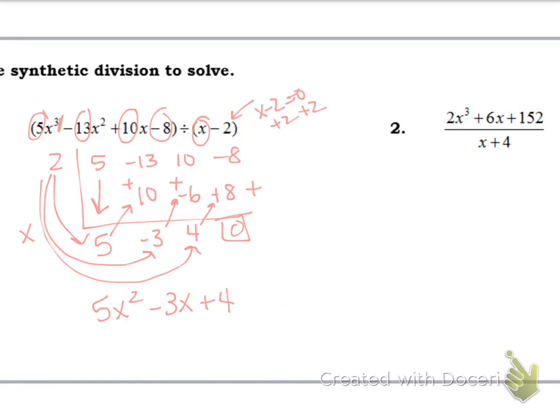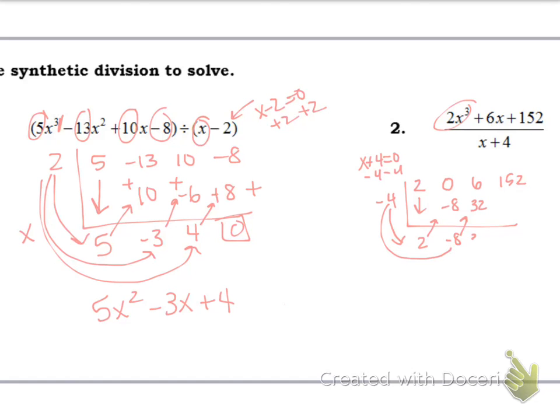Okay, my next one, if I do x plus 4 equals 0, I get negative 4. That's what's sitting on the outside. I have x cubed, but I lost my squared, so I need a placeholder. And then I have my x and my number. I always drop my first one down, multiply on the outside to get negative 8, add on the inside. Multiply on the outside, add on the inside. Multiply on the outside, add on the inside. I started at cubed, I jumped down to squared, and I just keep jumping down and writing it in standard form.